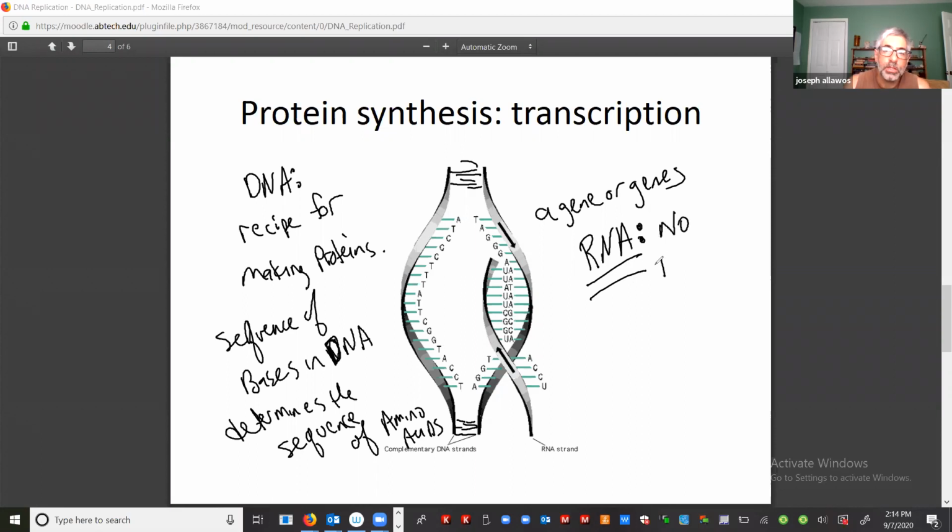No thymine on RNA. No T's on RNA. Instead, you get the fifth nitrogenous base called uracil. This is very important, okay? RNA, it turns out, is a single-sided molecule that does not contain thymine. In the place of thymine, it contains uracil.